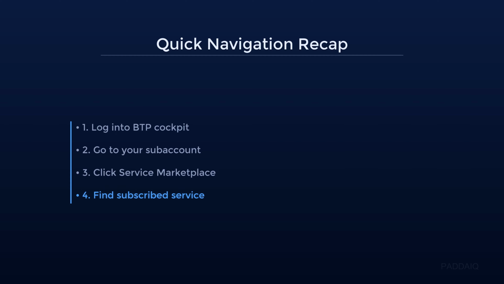4. Find subscribed service. This means locating a specific SAP BTP capability you have already activated for your account. For instance, after subscribing to the SAP HANA Cloud Database service, you would navigate to your subaccount to find and access it. This step is essential for using any service you have chosen.